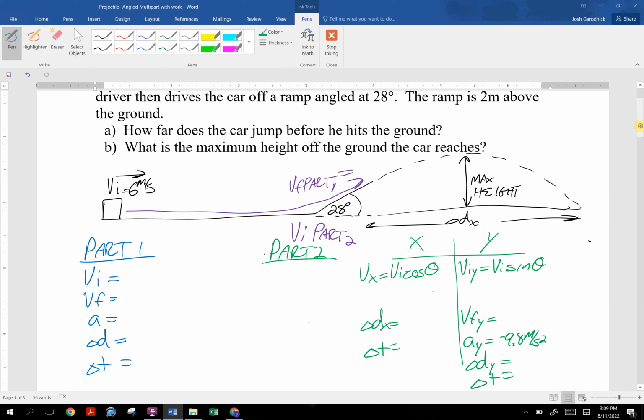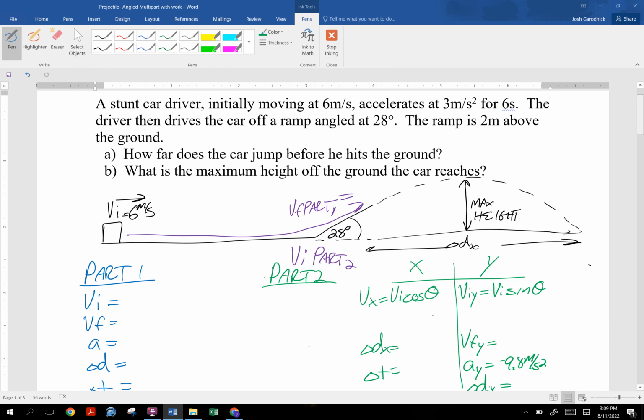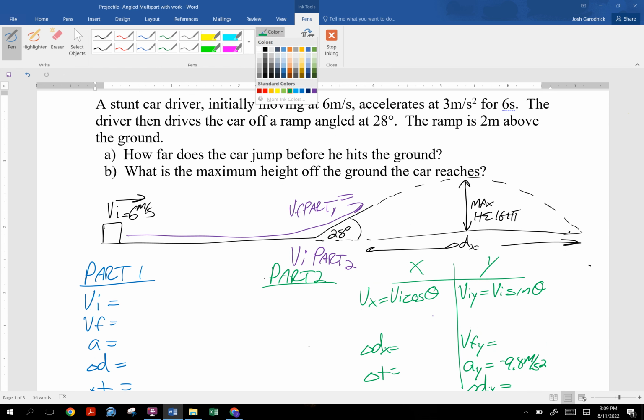Don't be the number hunter that's like, okay, it's 2 meters. What do I do with that? I don't know. Just get organized. Don't get me wrong. You should know that we're trying to figure out the horizontal distance that it travels, and we are trying to figure out its maximum height. But don't think about how to do that. Set up the problem and do it.